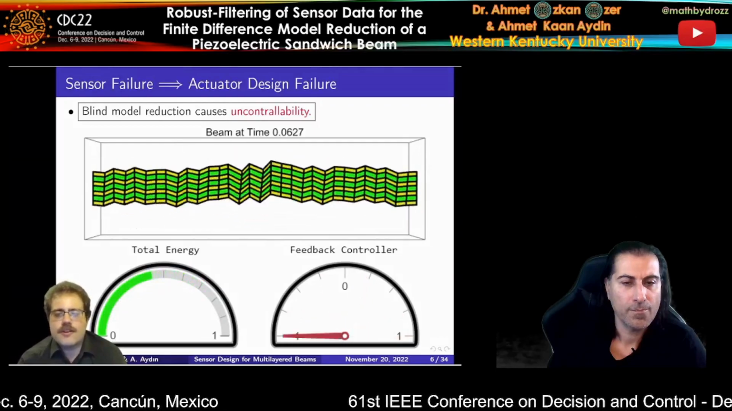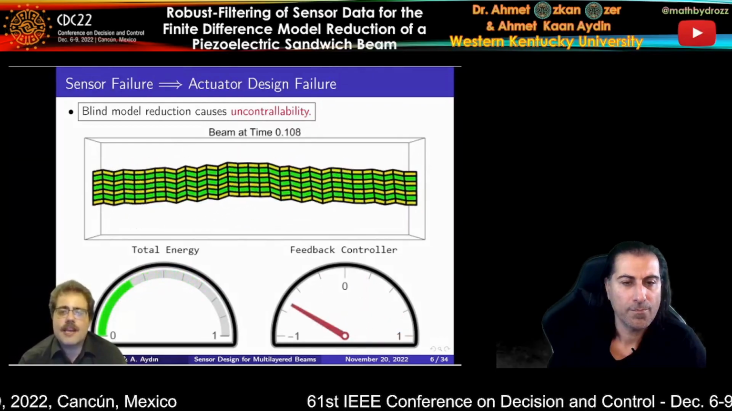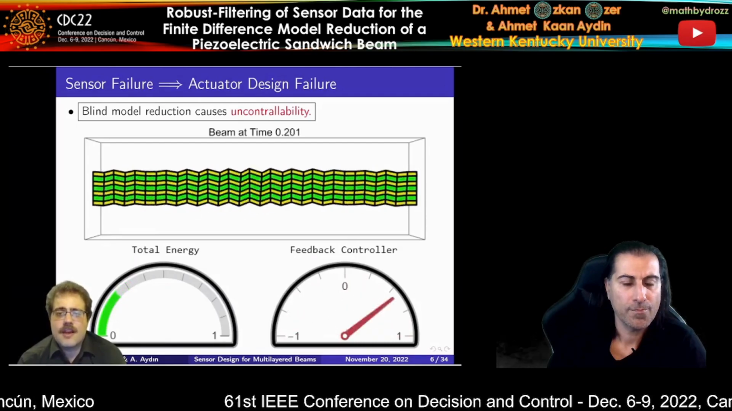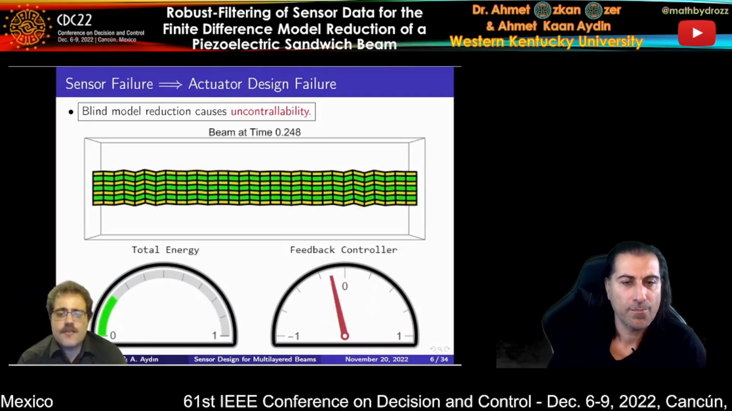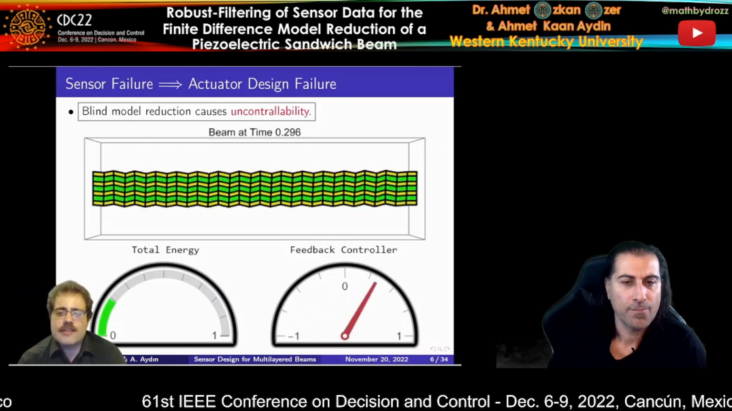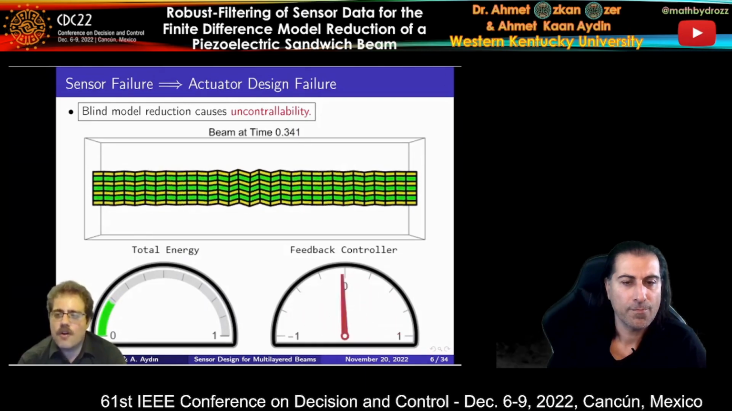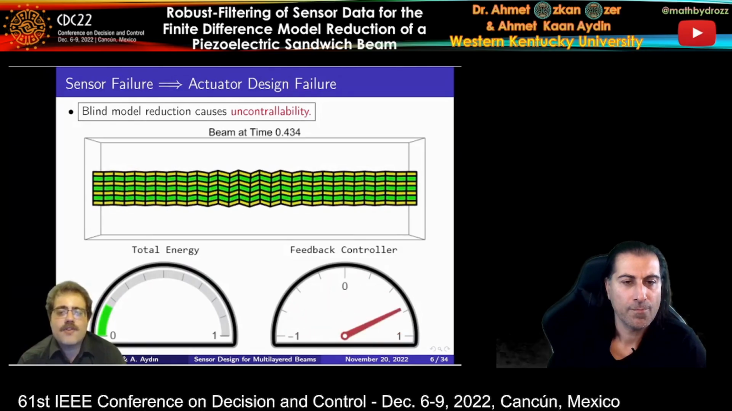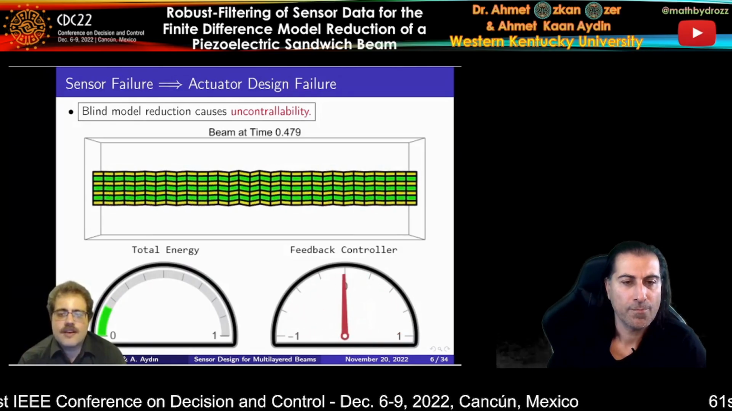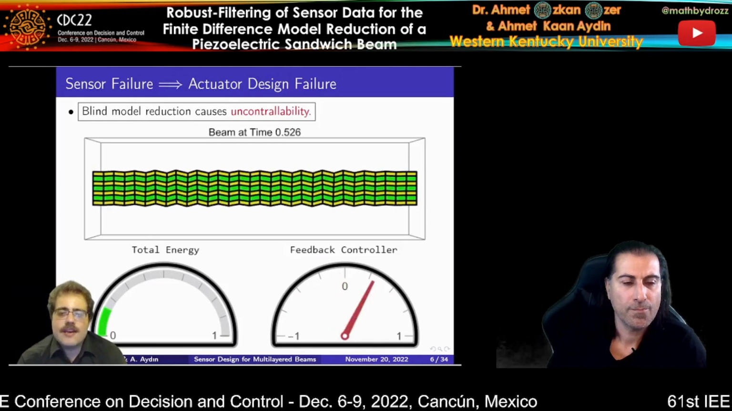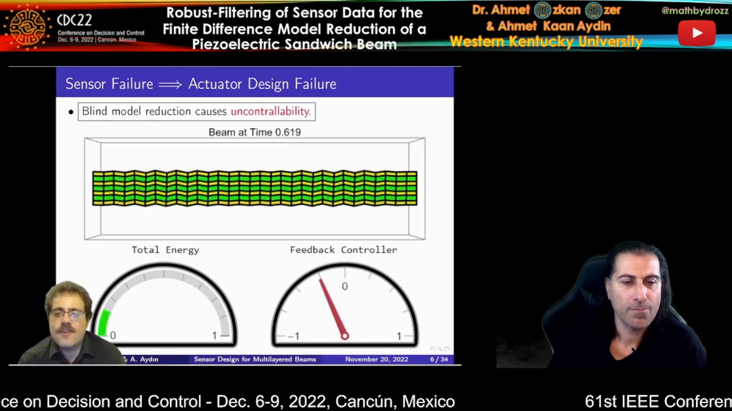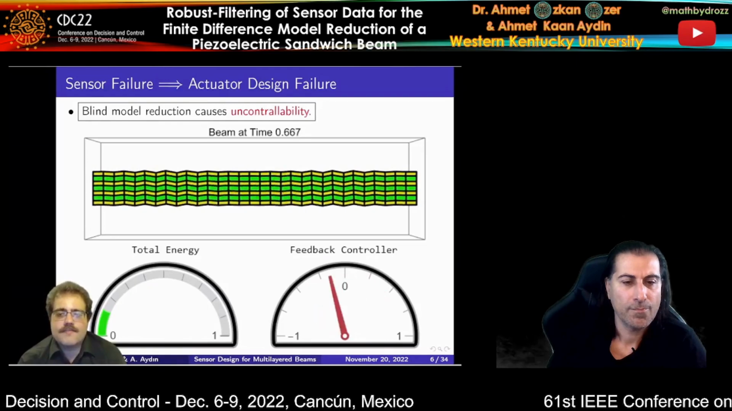From the literature, we know that a blind application of the model reduction causes some problems. And in our simulation as well, we see that the decay of the total energy is very slow. And not just that, the beam still has some high frequency vibration. We will present today the reason for this discrepancy and how it can be fixed as well.